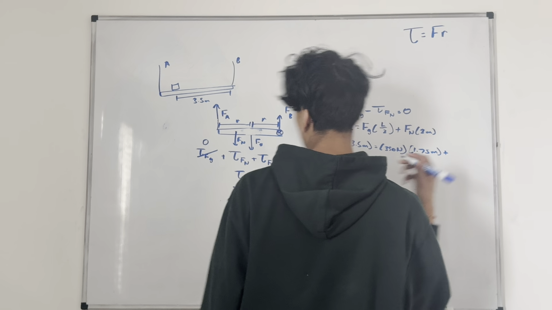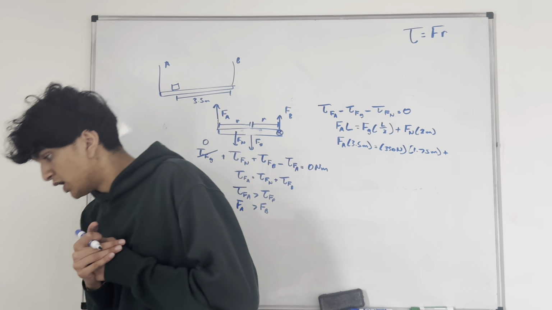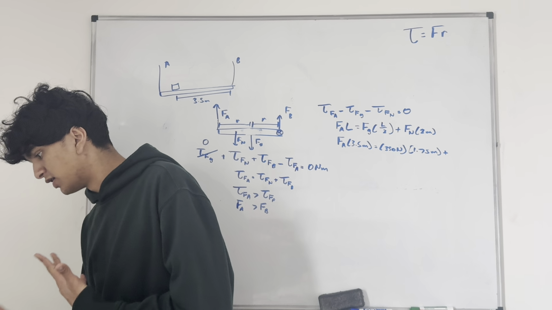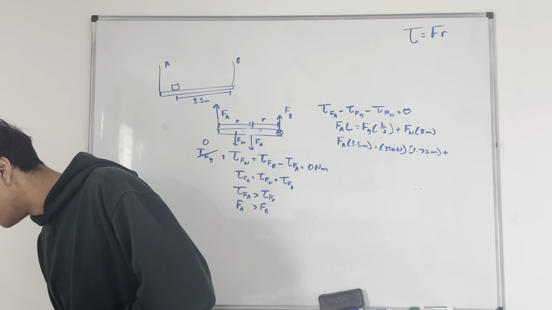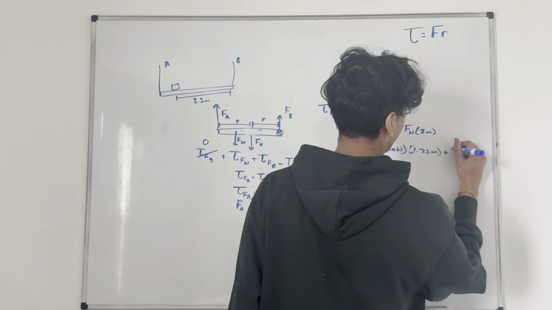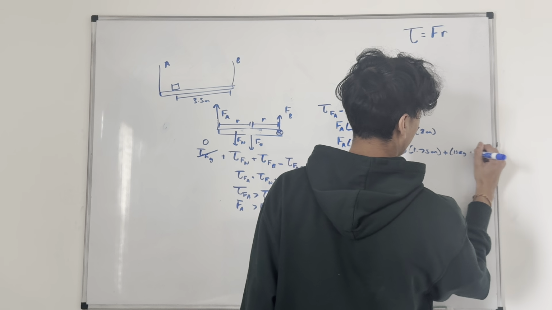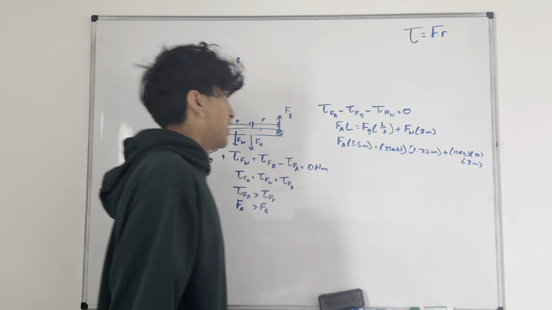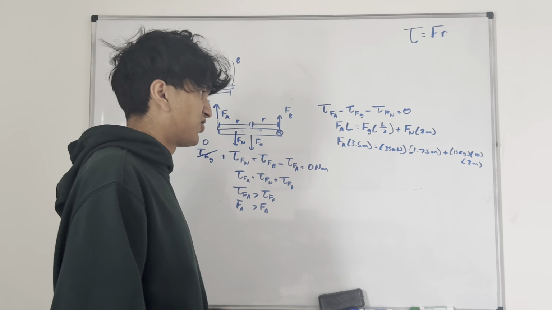meters. Plus, and then Fn by the box. Well, the box is, does it say? Oh, 15 kilograms. So 15 kilograms. I'm going to use 10 again for my own sanity. Newtons per kilogram times 2 meters. And then solve for Fa.